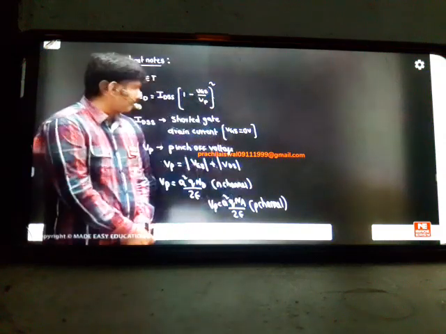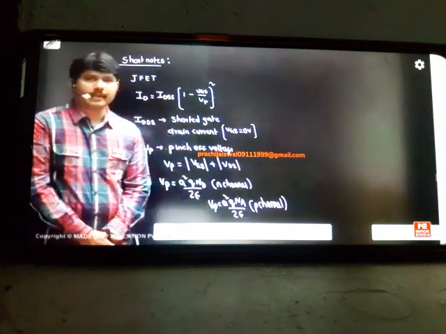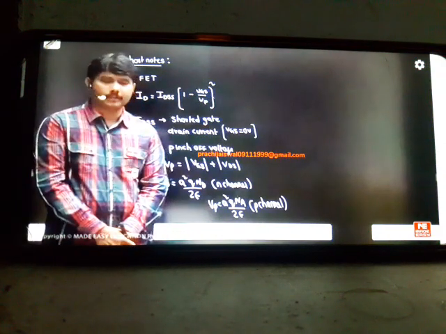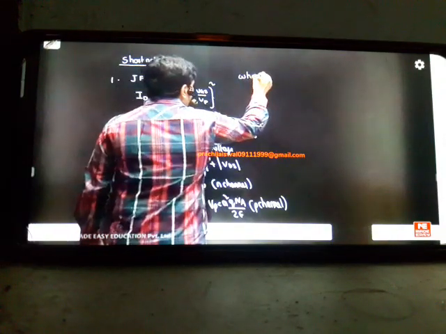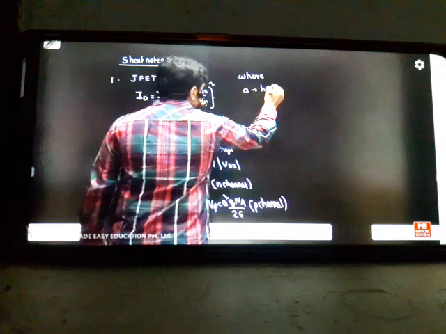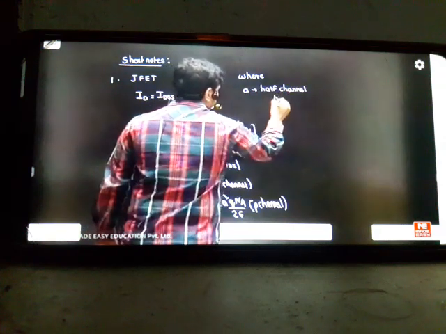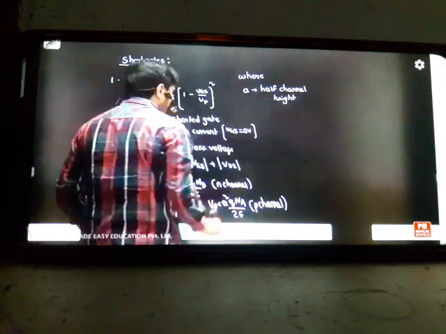Sorry for the interruption. So we have two pinch off formulas here. A square Q into ND by 2 epsilon, and another formula, A square Q NA by 2 epsilon. Where A is referring to the half channel height. Of the total channel, it is a half channel height we have taken.